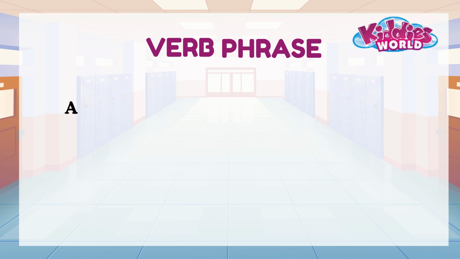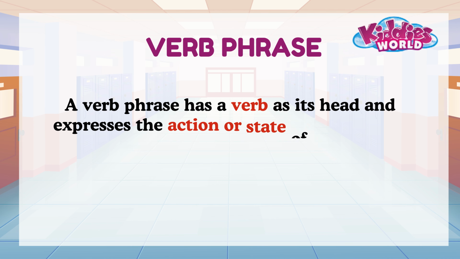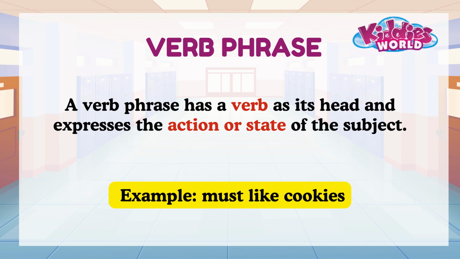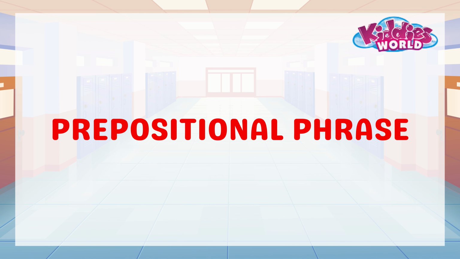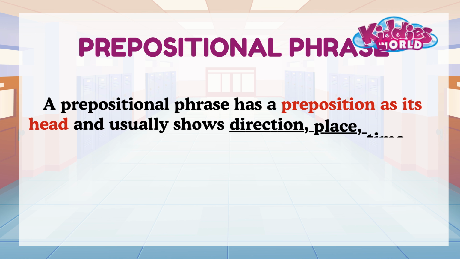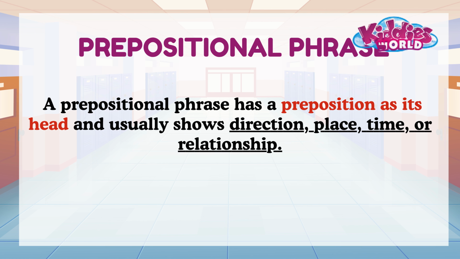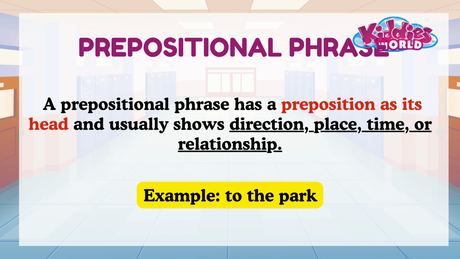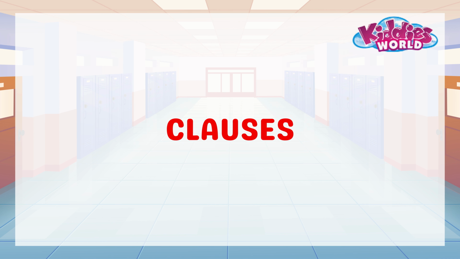A verb phrase has a verb as its head and expresses the action or state of the subject. Example: must like cookies. Prepositional phrase. A prepositional phrase has a preposition as its head and usually shows direction, place, time, or relationship. Example: to the park. Clauses.